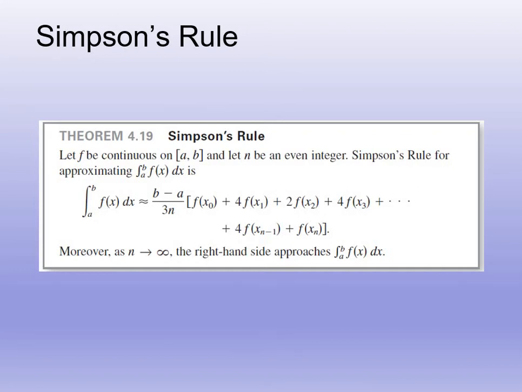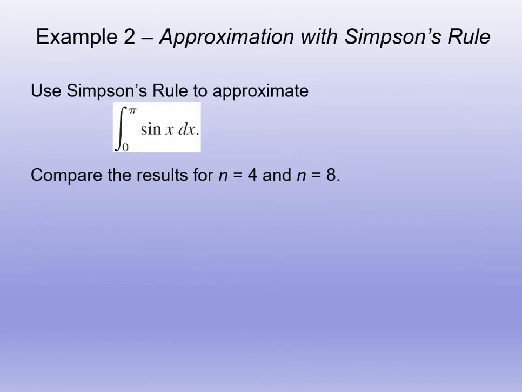So that's why we're going to do the same exact integral using Simpson's rule instead of the trapezoid rule. So write down Simpson's rule, and then we'll see how to approach it. We're going to use the same example we just did, the integral from 0 to pi of sine of x dx, same integral.